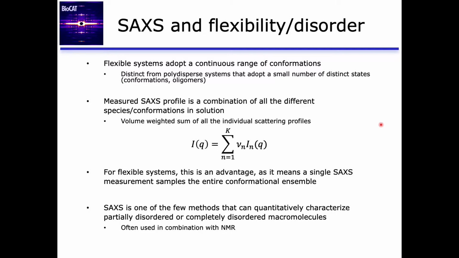So when I talk about SAXS and flexibility, I want to first define what I mean by flexible systems. Flexible systems adopt a continuous range of conformations, at least for the purpose of this talk. And I want to make this distinct from polydispersed systems that adopt a small number of kind of distinct states. Just a couple different conformations, a couple different oligomers. And this is because the analysis for these different types of systems proceeds differently for SAXS data.